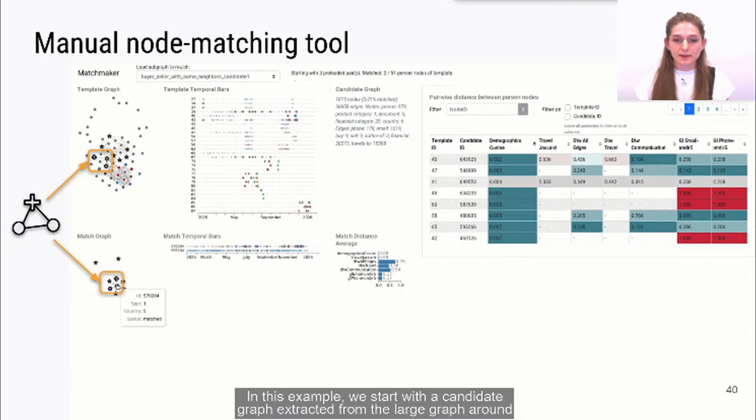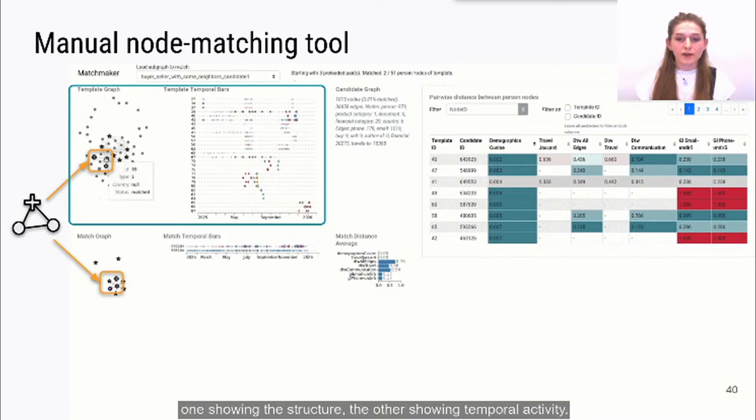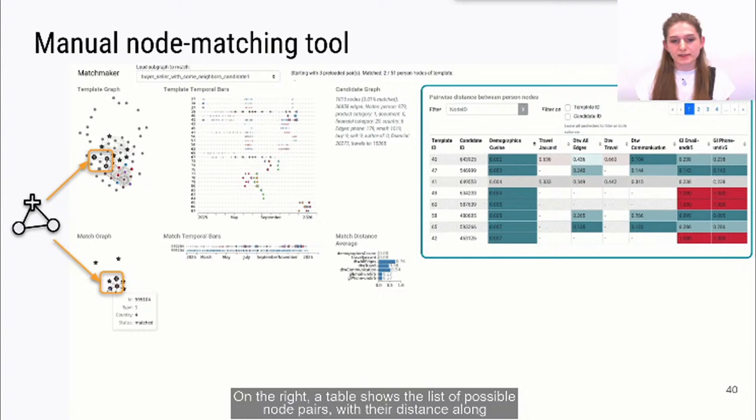In this example, we start with a candidate graph extracted from the large graph around the buyer-seller pattern. On the top, we see summary views for the template graph, one showing the structure, the other showing temporal activity. On the bottom, the views are the same, but for the match graph. Initially, the match graph contains the buyer-seller pattern plus the country nodes. On the right, a table shows the list of possible node pairs with their distance along multiple metrics.